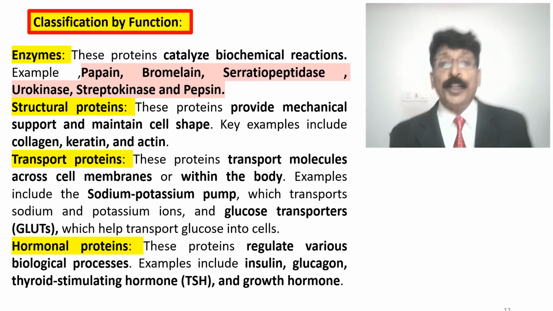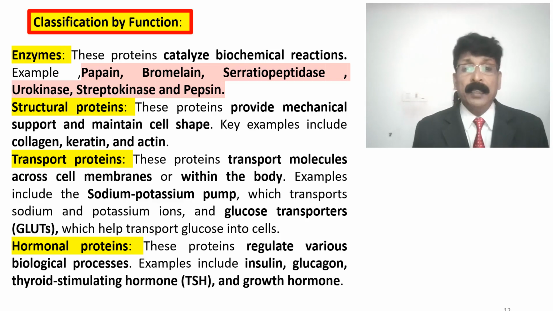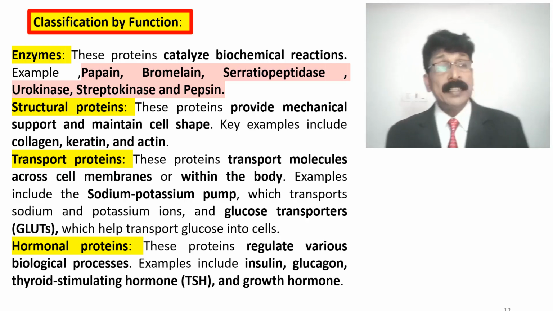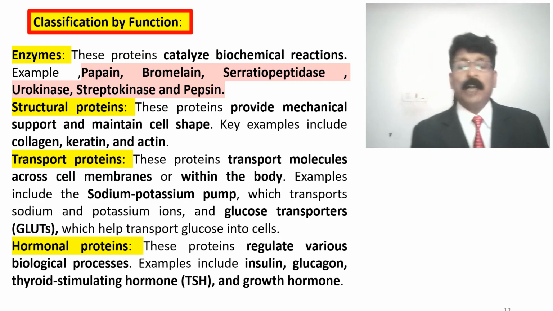Hormonal proteins. These proteins regulate various biological processes. Examples of these hormonal proteins include insulin, glucagon, thyroid stimulating hormone (TSH), and growth hormones.